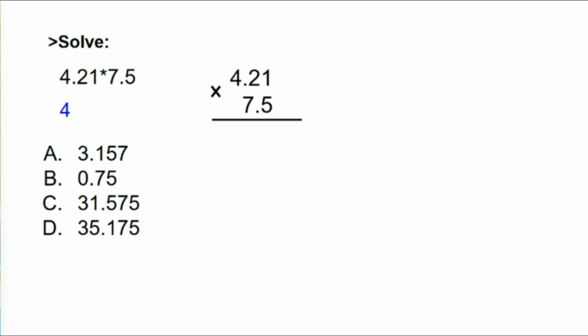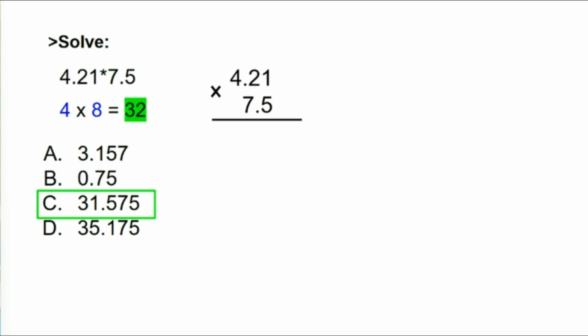and 7.5 becomes 8. When multiplied, the answer is 32. Now, when we check our options, A, B, and D aren't correct because they're not close enough to 32. The closest option in our answer is C.